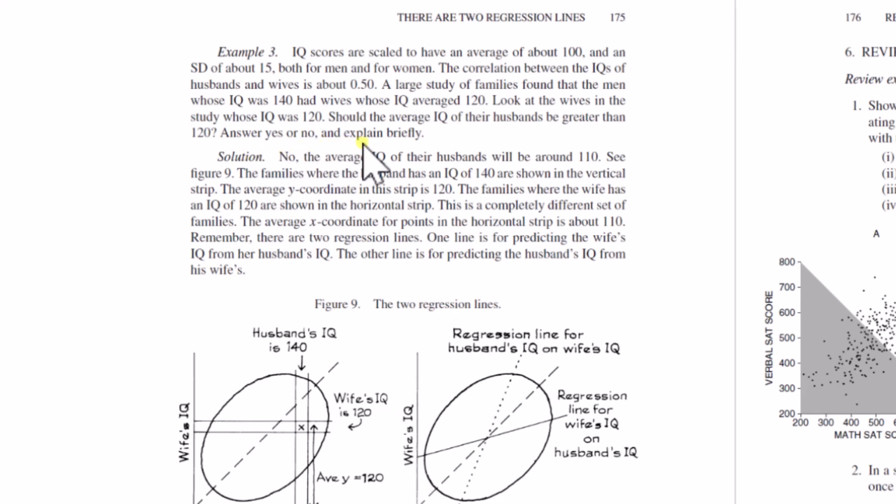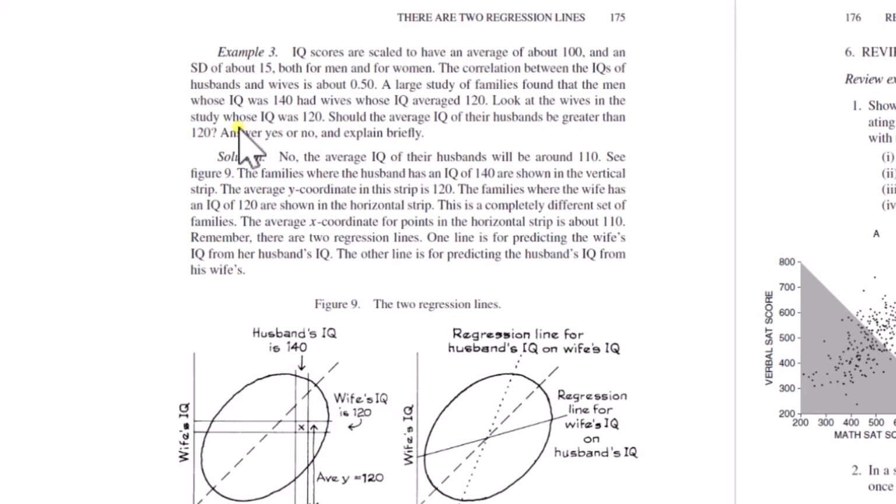Answer yes or no, explain briefly. Okay, so what they're asking is, we've got this data for IQ scores of men and women, with women on the vertical, men on the horizontal. For a men's score of 140, the wives averaged around 120 IQ score. That's based on the regression line, right?